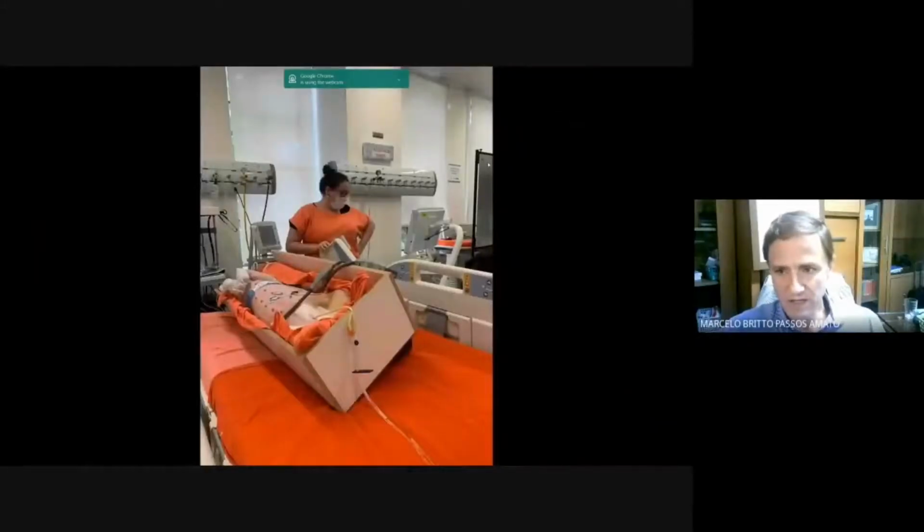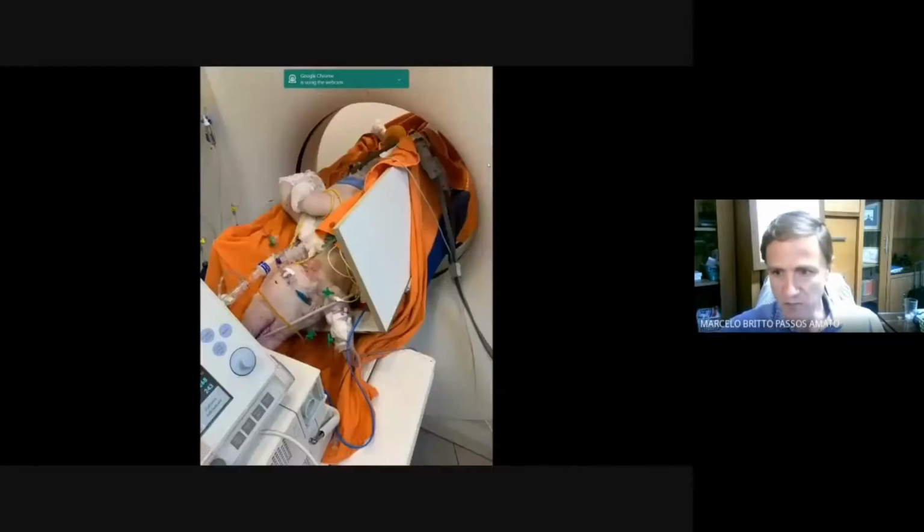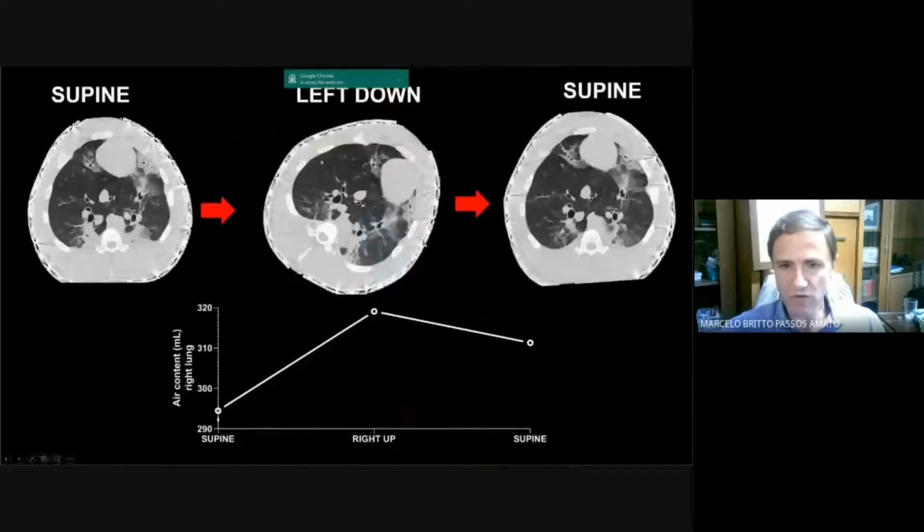So we tested this using CT, and first we built a box where we could tilt the animals, mimicking this lateral tilt of the hospital beds that we have nowadays, and we put the animal inside the CT. What we could show in this animal, first in supine position, is that it had a lot of atelectasis despite using appropriate levels of PEEP in supine positioning.